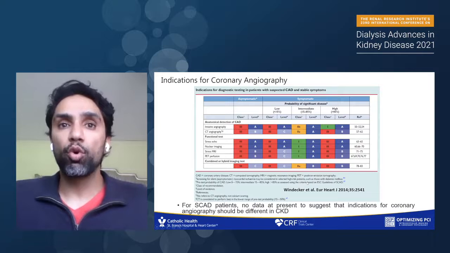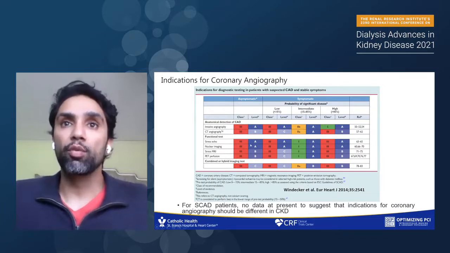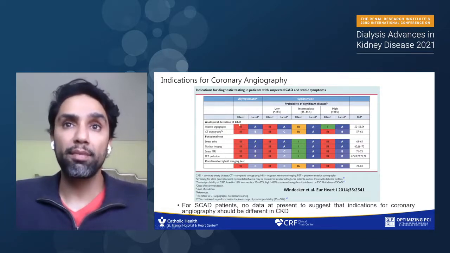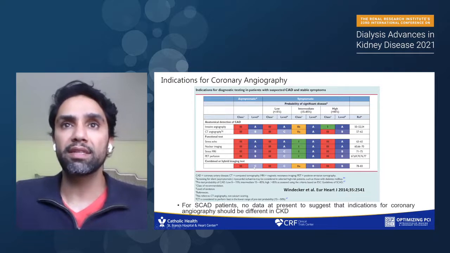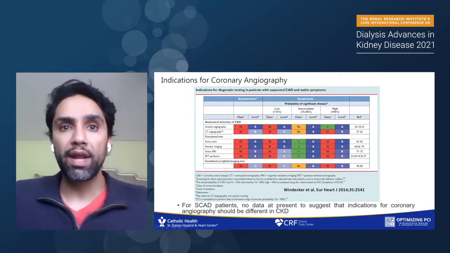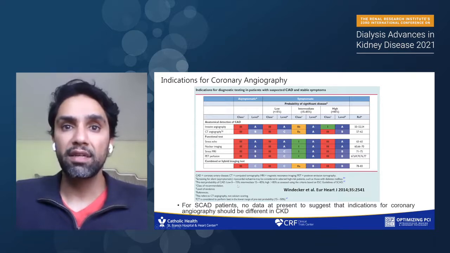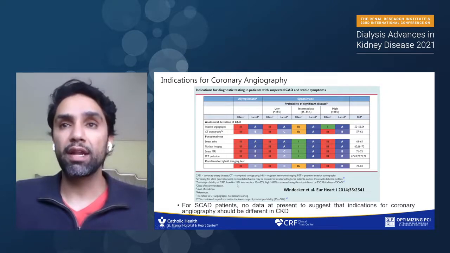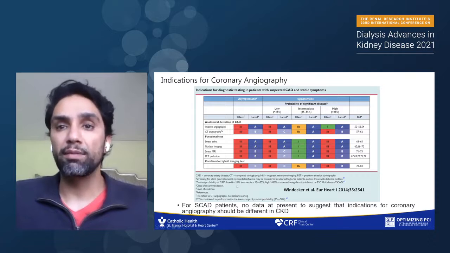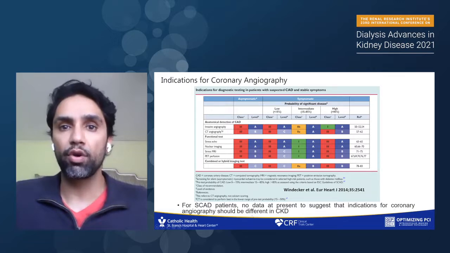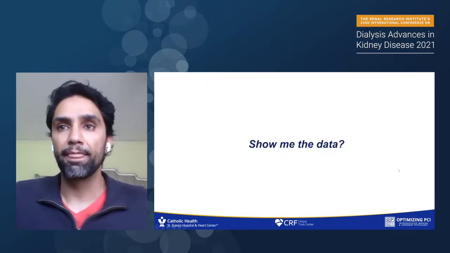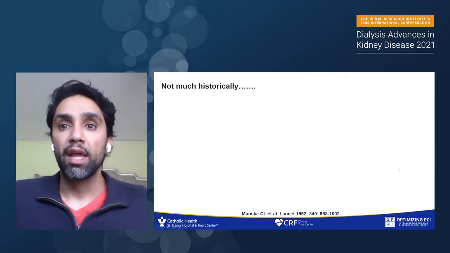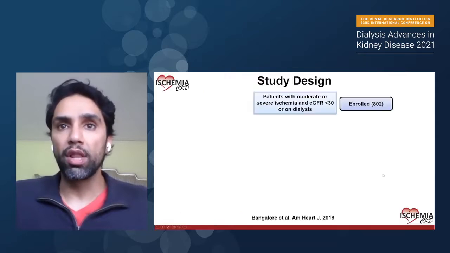What about the indications for coronary angiography in general? Well, we know that patients who are asymptomatic should probably not undergo diagnostic testing for CAD, although there is a comment about patients with high risk of diabetes being assessed. I would probably say that should probably be chronic kidney disease as well, but it isn't specifically mentioned, again, due to this very, very small amount of data. There's no data to suggest that indications for coronary angiography should be different in CKD. All right, so show me the data. Not much historically, so we don't know a lot about this.